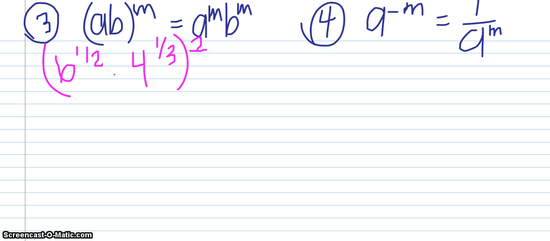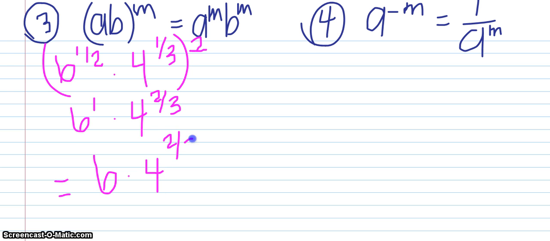I need to distribute the squared power, so I have 1/2 times 2, which would just leave me with 3 to the 1st, and then 1/3 times 2 would leave me with 4 to the 2/3. Because these are different bases, there's nothing further I can do besides just clean it up a little bit, so I have 3 times 4 to the 2/3 power, and that would be your final answer.